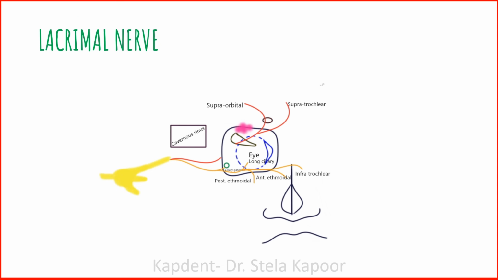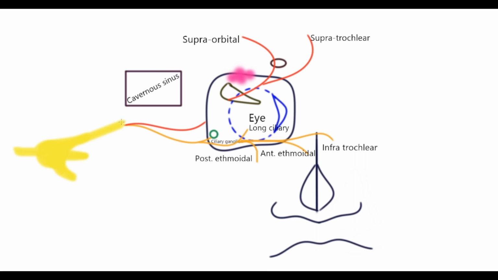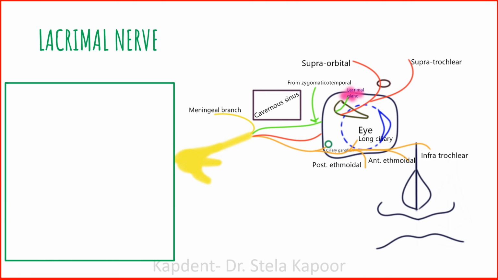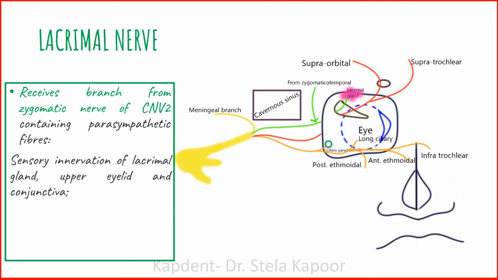Apart from its three main branches, the ophthalmic nerve, after arising from the trigeminal ganglion, travels lateral to the cavernous sinus to give rise to a meningeal branch, that is the recurrent tentorial branch. The lacrimal nerve supplies the lacrimal gland and also receives parasympathetic fibers from the zygomaticotemporal nerve. It supplies the lacrimal gland, the upper eyelid, and the conjunctiva.